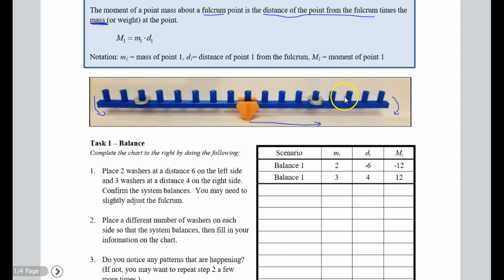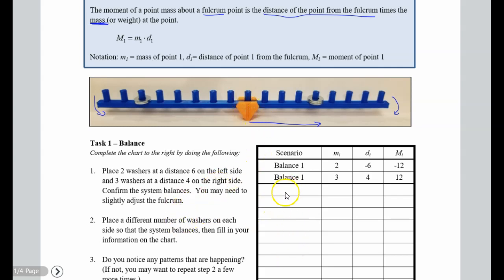You might need to put a couple of fingers on both sides and then gently let go if you're having trouble getting it to balance. You may also have to slightly adjust this orange fulcrum, or whatever color it might be, left or right, just a little bit to make sure that it balances. These can be a little sensitive. Balance is pretty sensitive on its own, so you may need some slight adjustment there, but make sure that scenario balances for your beam.